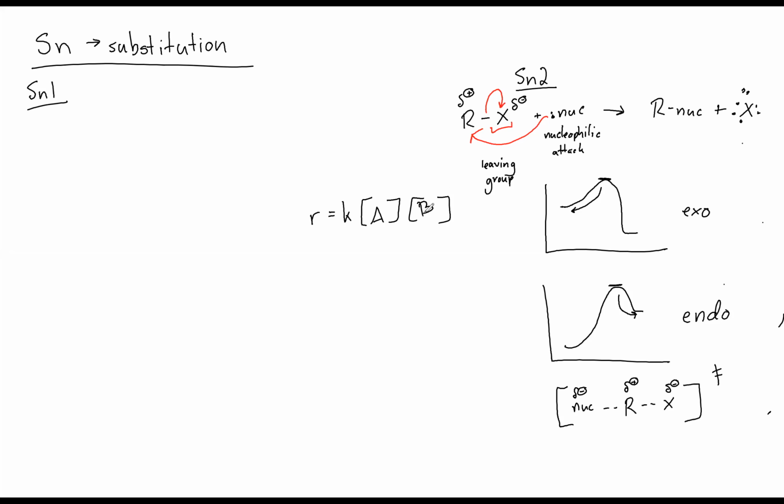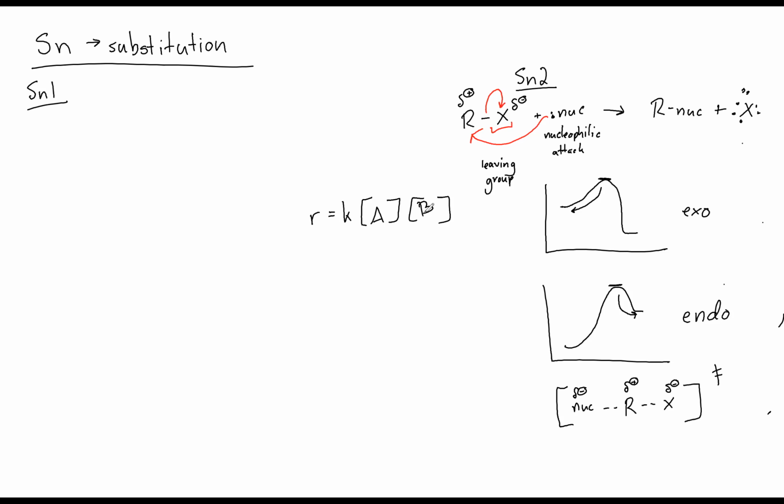Somebody asked, isn't there another mechanism for SN2 other than concerted? The other mechanism for substitution that is stepwise is SN1, and we'll get into that in a second. I just want to cover the rate equation for SN2 very quickly.